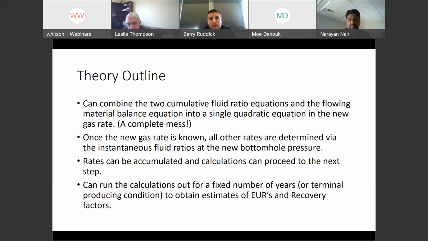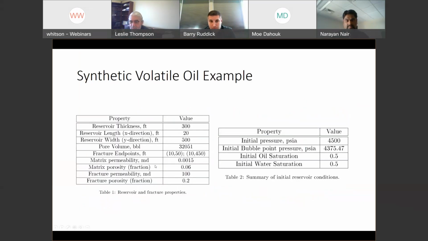And you can run these calculations for a fixed number of years or a fixed terminal condition if you want. I think Whitson uses a terminal average pressure, or you can do it to a terminal average rate, and then you can obtain these estimates of EURs and recovery factors. So that was the idea, and again, that was our quest for the Holy Grail. So I'm going to show you an example of how this works. This is just a synthetic oil example.